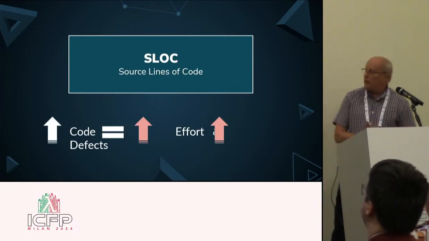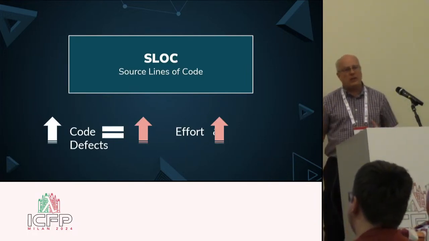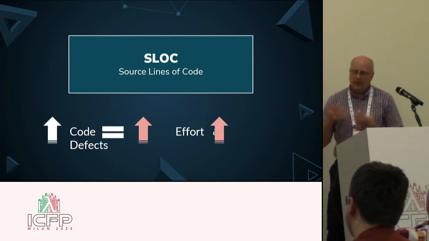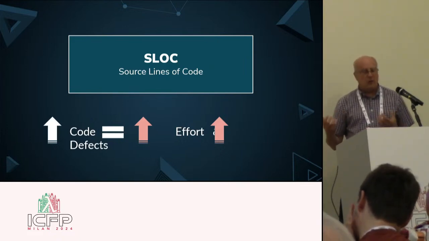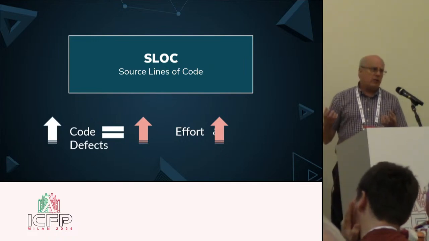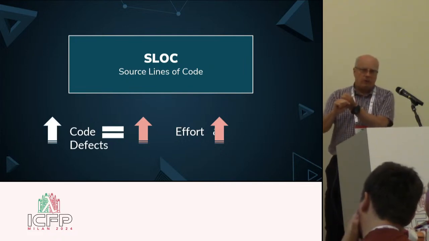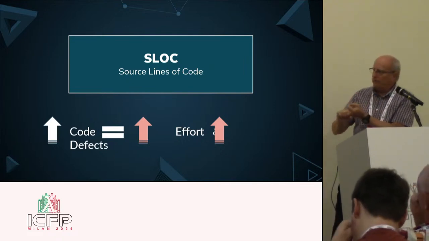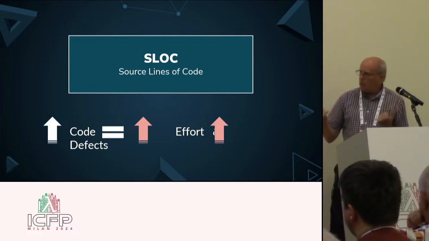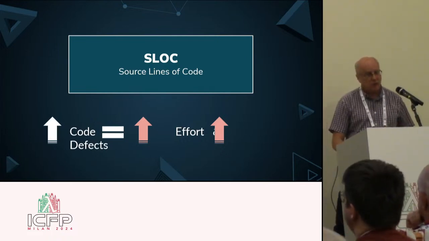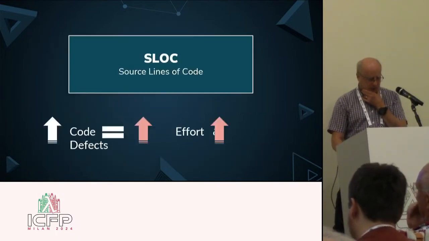The metric we use in the study is source lines of code. It's a completely rubbish metric. It's a really bad metric, but we don't know anything better. And it's kind of useful for comparing multi-paradigm systems, and oh boy, are IoT systems multi-paradigm. You've got relational code in SQL, you've got imperative code, object-oriented, it's horrible. Basically, the idea is the more code you have, the more effort it is to write it, and the more faults you're going to have.